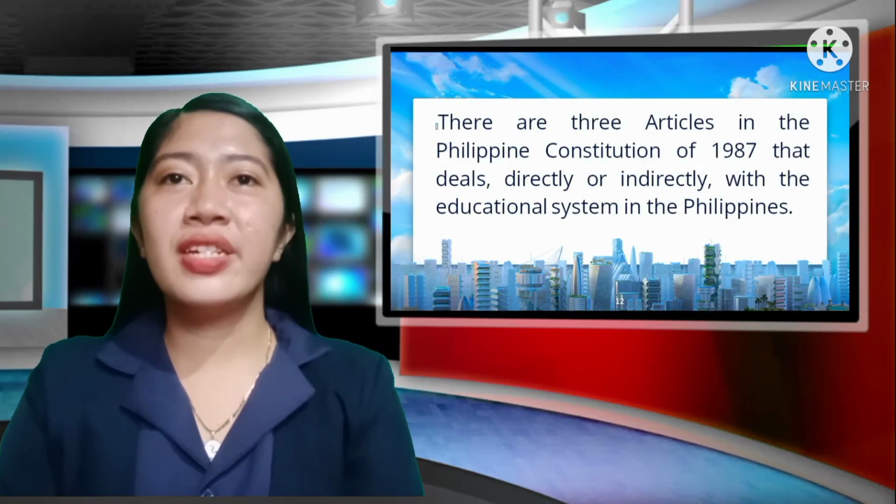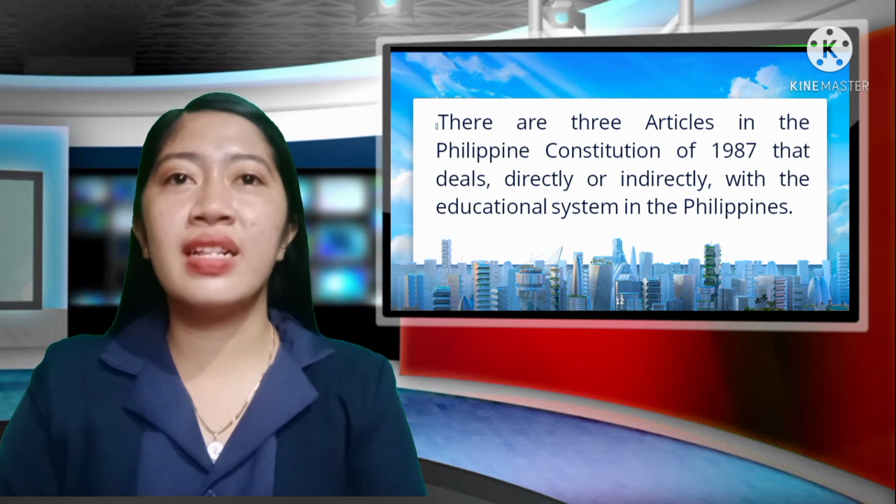The educational system, as envisioned in the Constitution, is a system that is national in scope with public and private schools as subsystems. There are 3 articles in the Philippine Constitution of 1987 that deals directly or indirectly with the educational system in the Philippines.